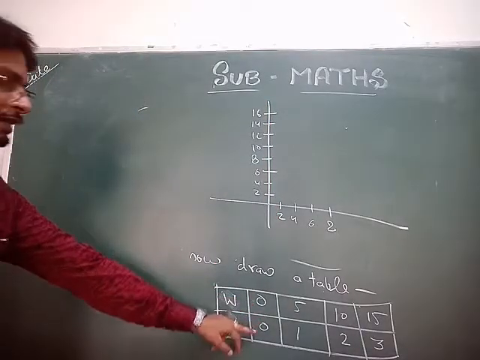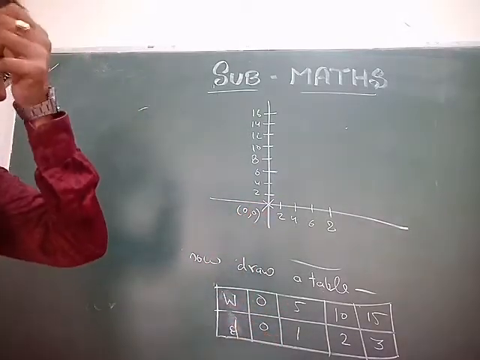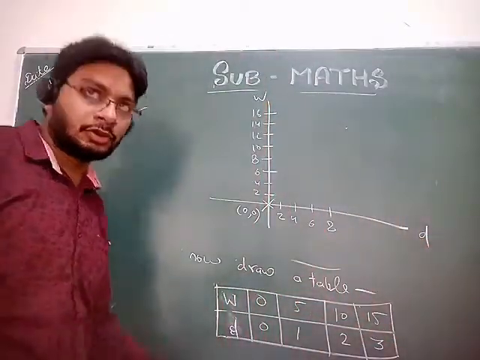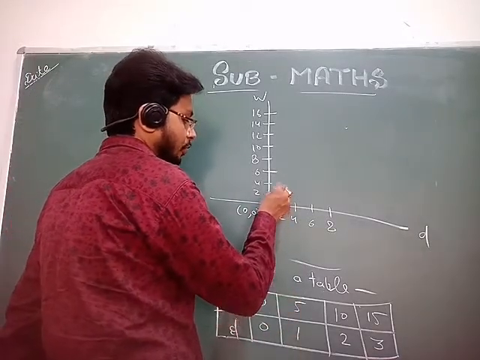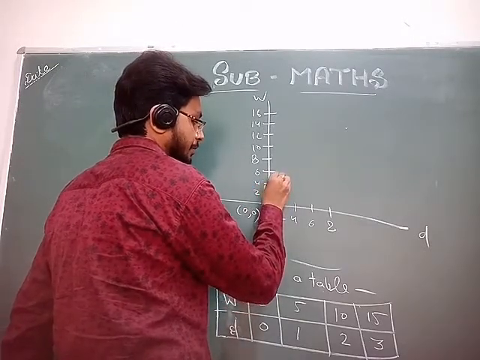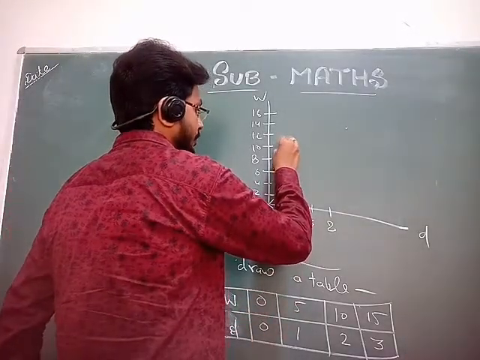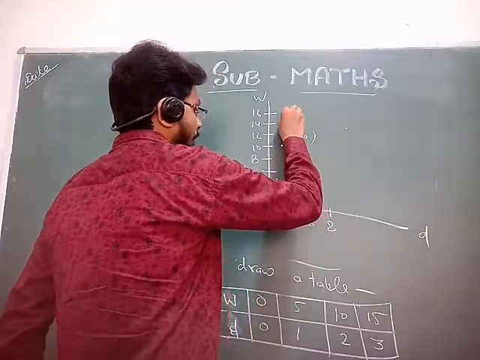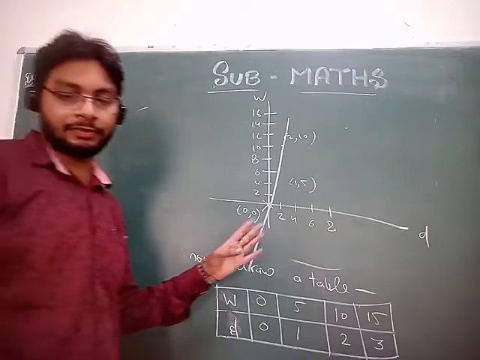So your first point is (0, 0). Second one is (1, 5) because that is D and that is W. So 1 lies between 0 and 2, and 5 will lie between 4 and 6. And then (2, 10). And you will draw a straight line joining these points. This is the graph of the 6th question.